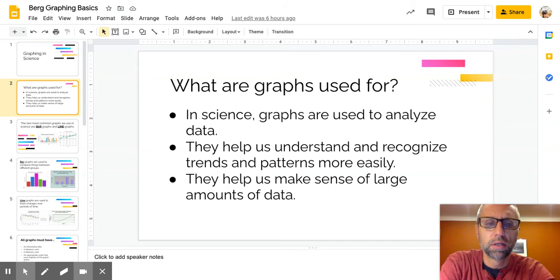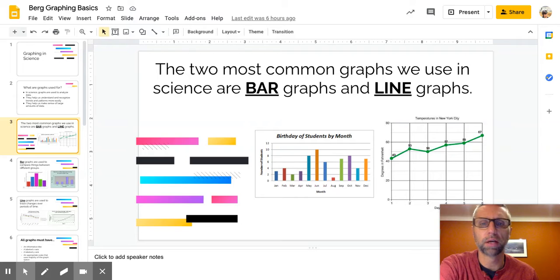I know you've used these in the past in sixth grade science and probably in elementary school. So this should be a little bit of a review, but we want to make sure you know. So in science, graphs are used to analyze data to help us understand and recognize trends and patterns, and we can look at a lot of information in a short amount of time.